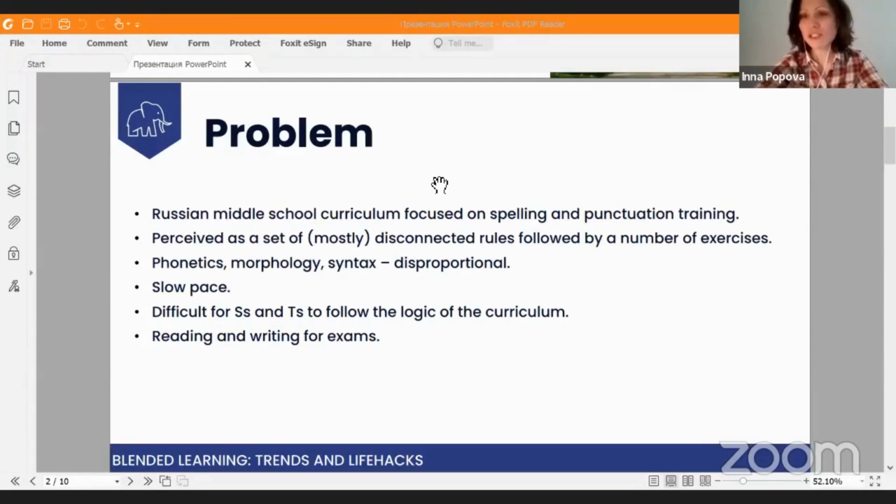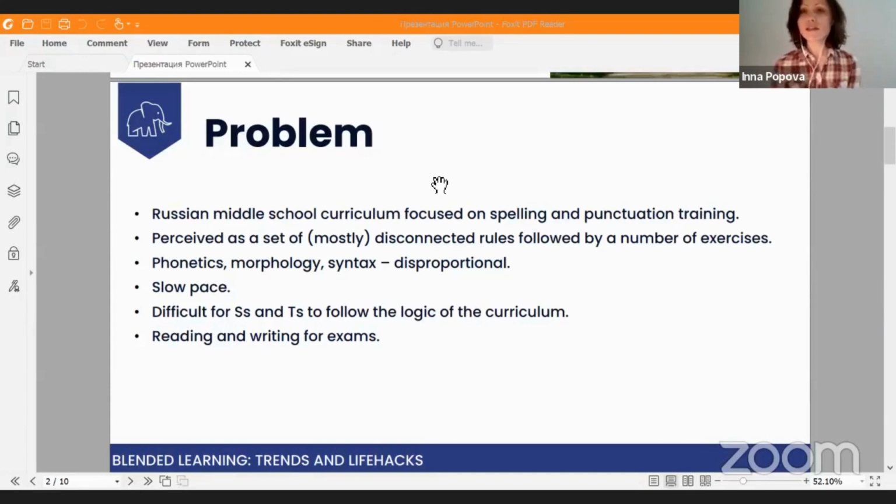So the normal governmental school program is focused on punctuation training and spelling training, and the rules are thus not perceived as parts of a system, as interconnected elements of the system of the language. They are perceived as disconnected rules, like today we're going to learn how to spell this and how to punctuate that. And students usually do not understand the connection between several lessons.